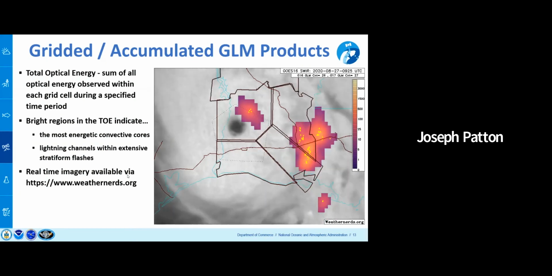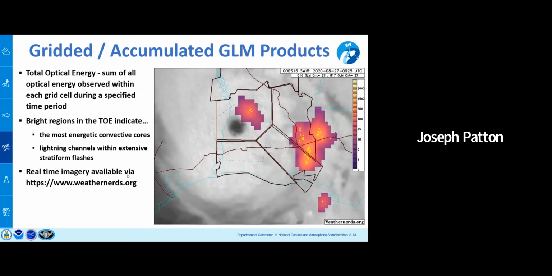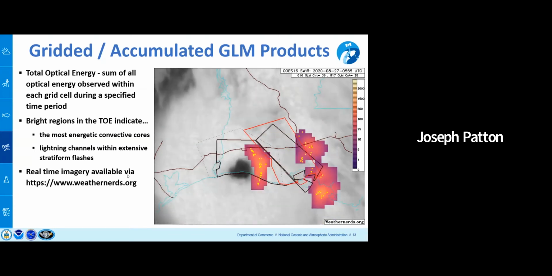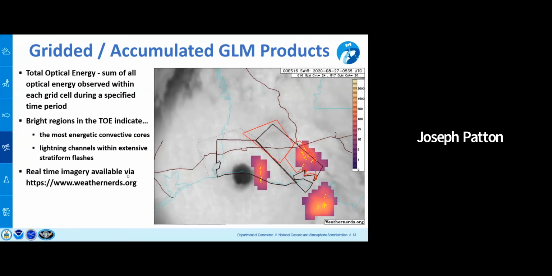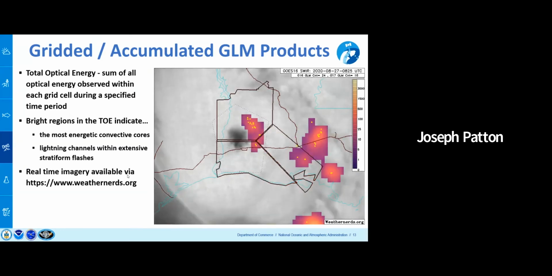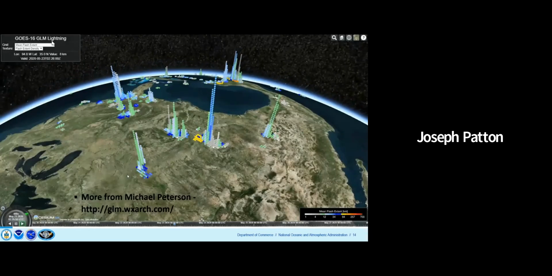Oh, yes. And I see that question. Thank you, Amy. So the units of TOE are in femtojoules, or joules times 10 to the negative 15. And it's essentially just a measurement of how much energy or brightness is being observed by the GLM. Next.